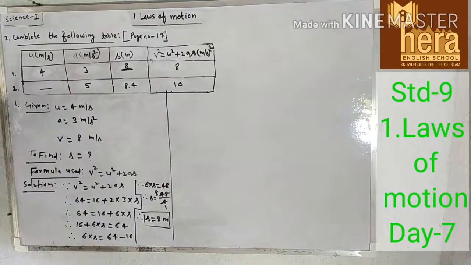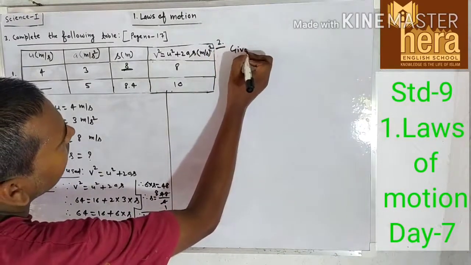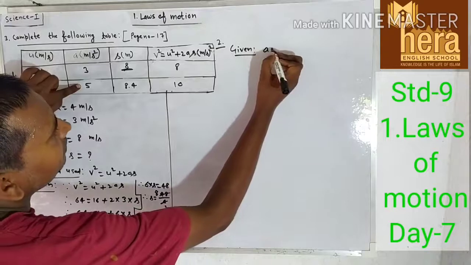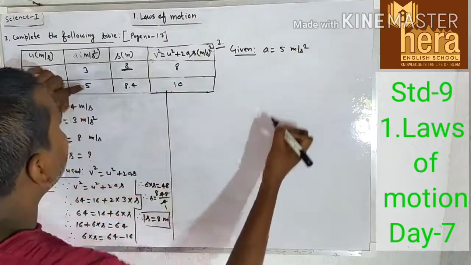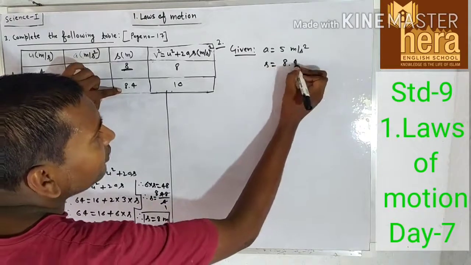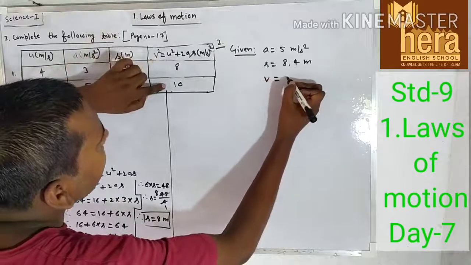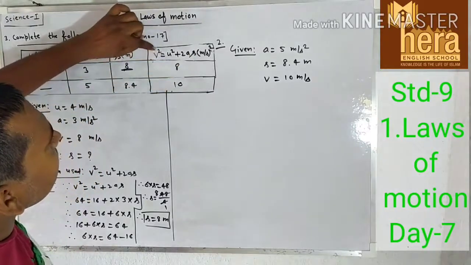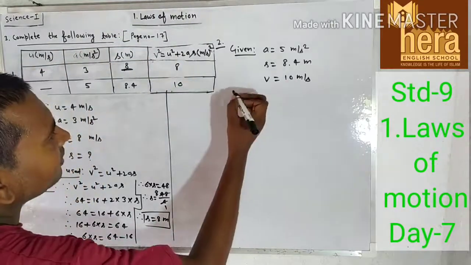Okay. Second one, again given. Here A is equal to 5, write its unit, meter per second square. S is equal to 8.4 meter. Here V, don't write V square. V is equal to how much? 10 meter per second. Don't write here meter per second square, since here is square. Okay. V is equal to 10 meter per second, given.